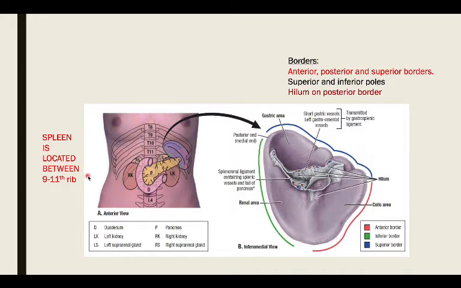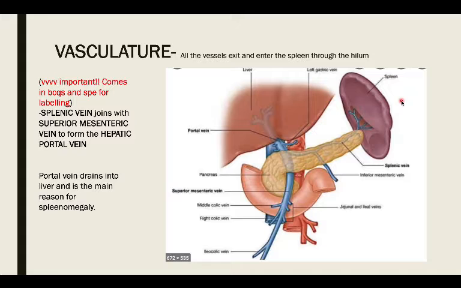Let's move on. This is like a written text, you can read it. Remember the location, it's located between the 9th and 11th rib, and the borders are not that important. The hilum is on the posterior border, just like that, not that important.